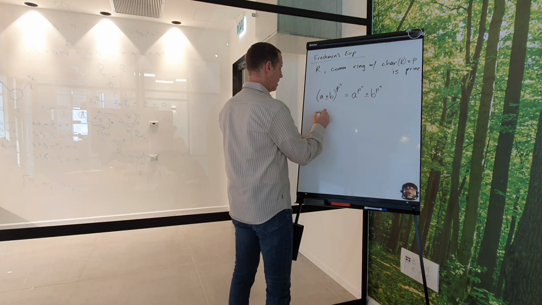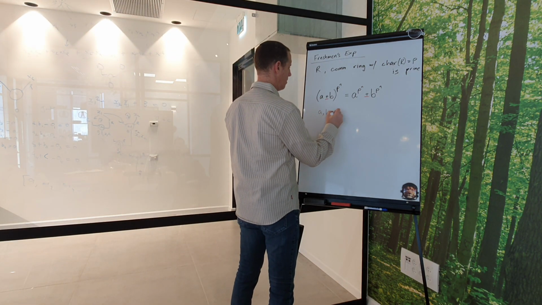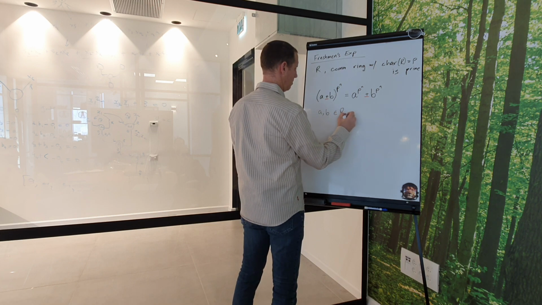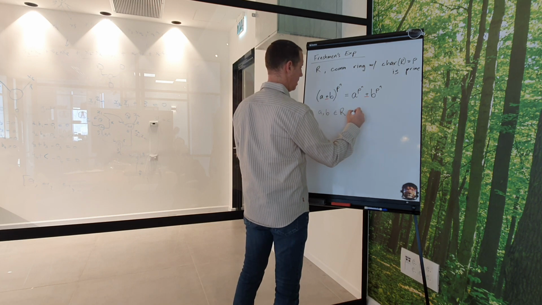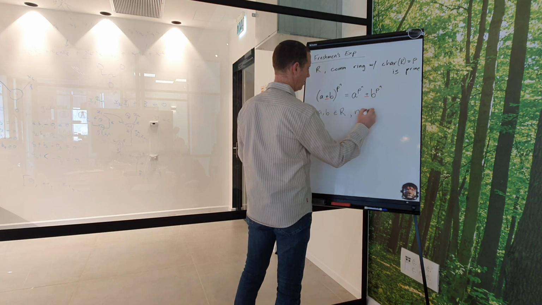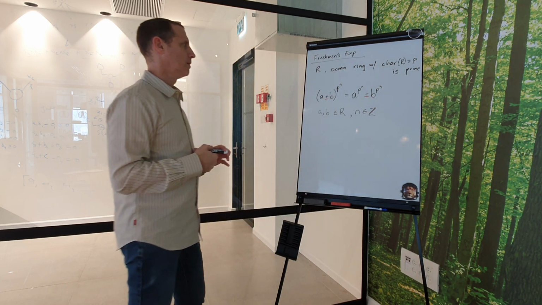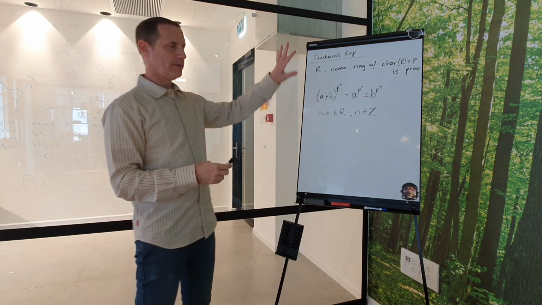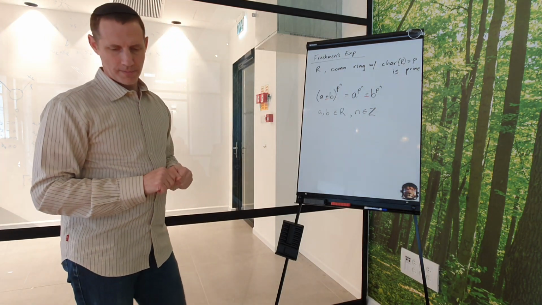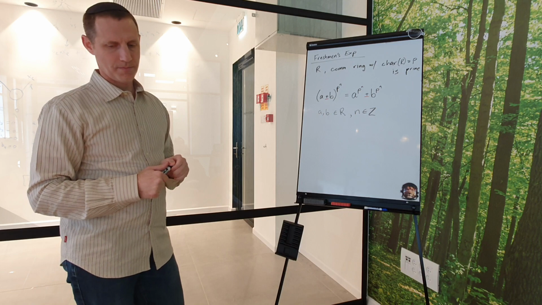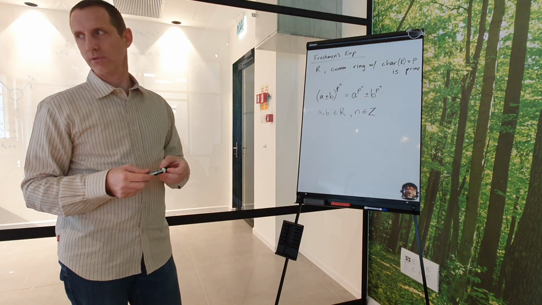Actually, we say that A and B are in R, right? But N could be anywhere in Z. It could be any integer. Okay, and P is a characteristic, of course. Okay, so how do we prove this?